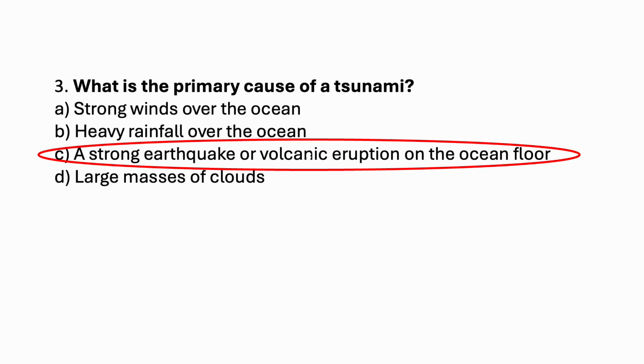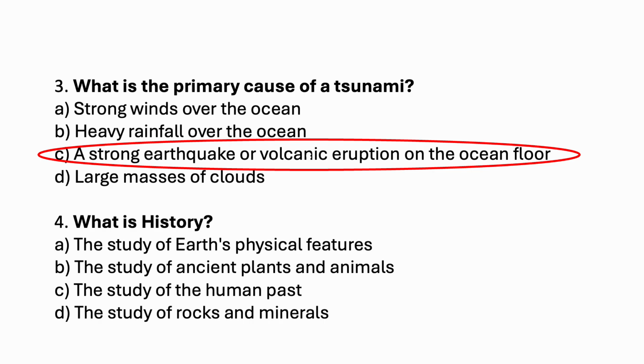Next one, very easy question. What is history? Options are the study of Earth's physical features, the study of ancient plants and animals, the study of the human past, the study of rocks and minerals. Which is the correct answer? The study of the human past is called history.